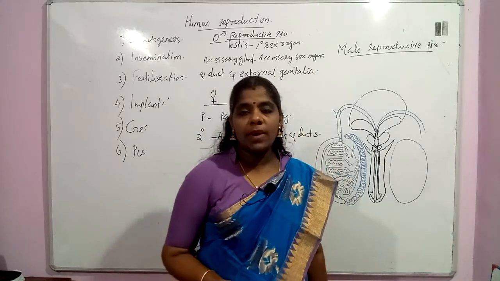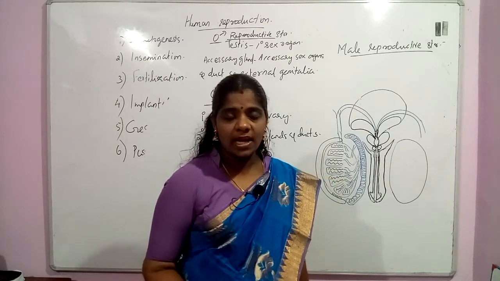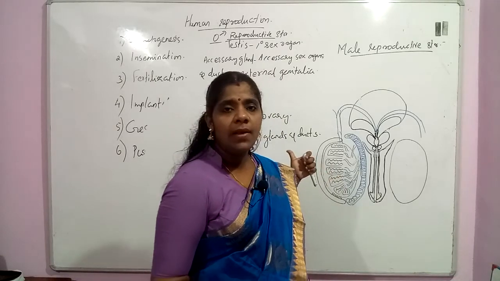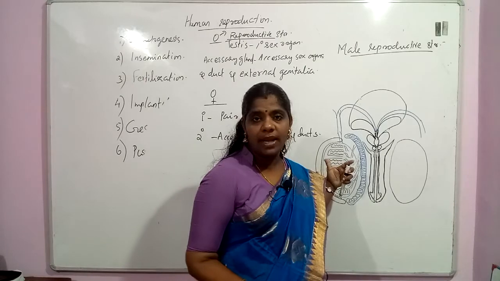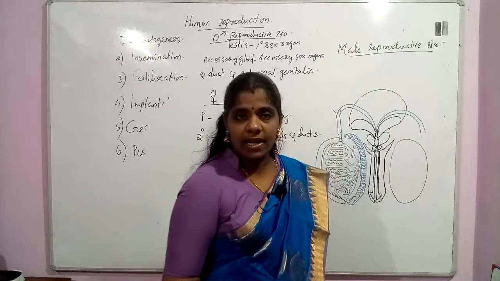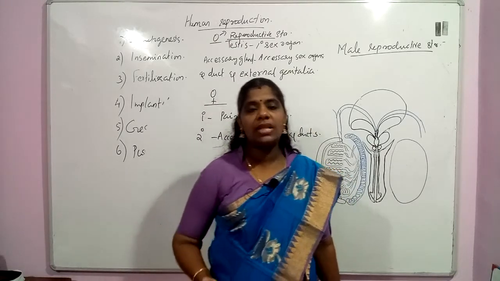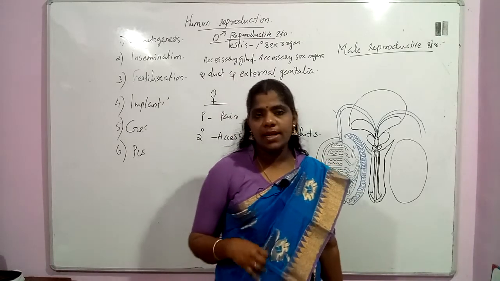In male, the primary sex organ is a pair of testes, and it has its own accessory ducts and glands as well as the external genitalia. In the case of female, the primary sex organ is a pair of ovaries, and it has its own accessory ducts and glands. The development of all these characteristic features leads to the development of certain secondary sex characters.